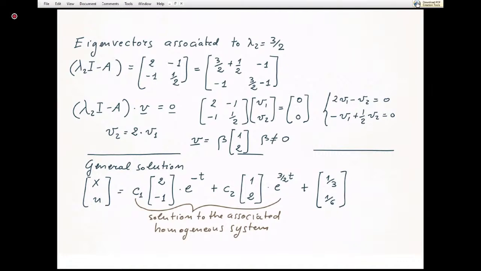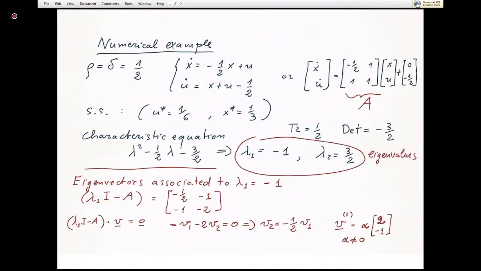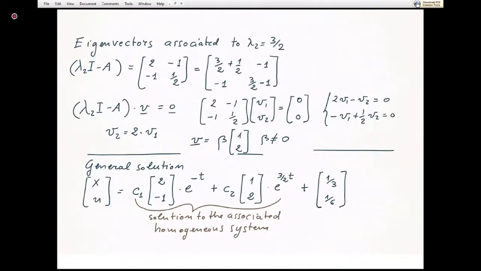remember, of course, write the solution in a way that the eigenvalue matches the corresponding eigenvector. So this is the eigenvector associated to the eigenvalue minus 1. This is the eigenvector associated to the eigenvalue 3/2. This is the steady state. Clearly, this is a saddle. We can see it from the solution.